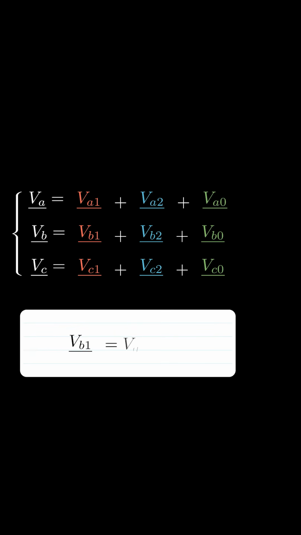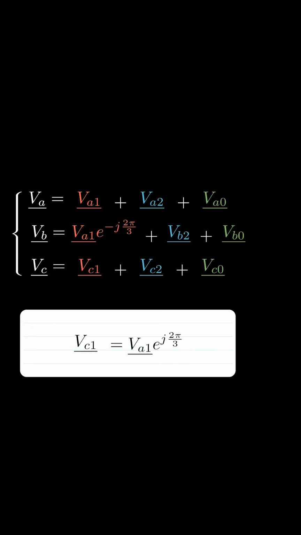We know that phase B of the positive sequence is identical to phase A, but lags by 2 pi over 3. We can then replace phase B in the equations. Similarly, phase C is the same as phase A, but leads by 2 pi over 3. We can then replace phase C in the equations.